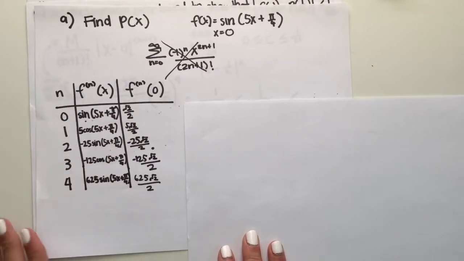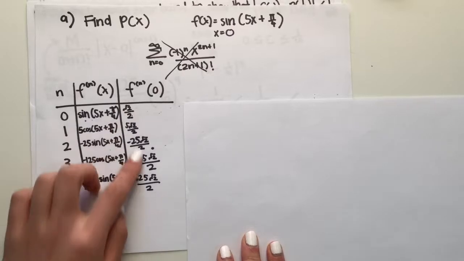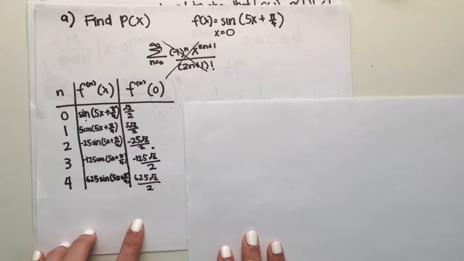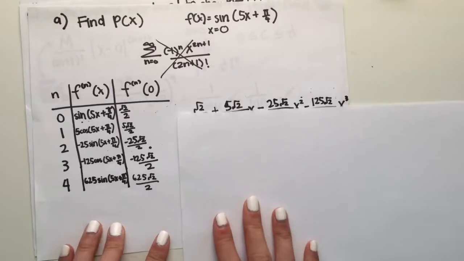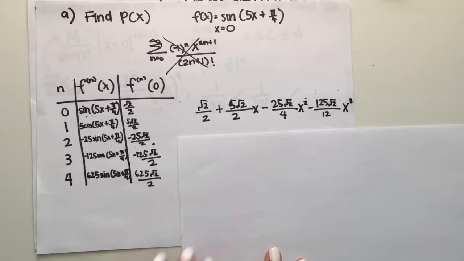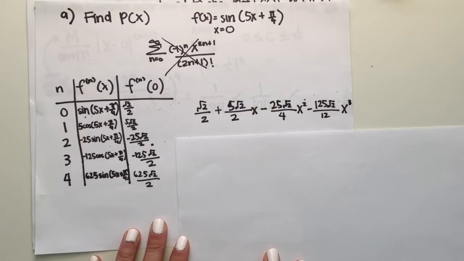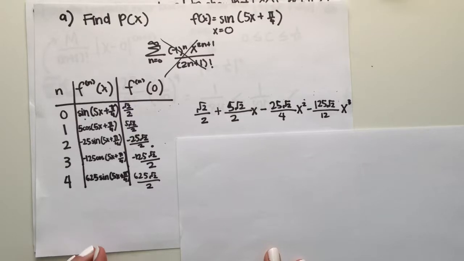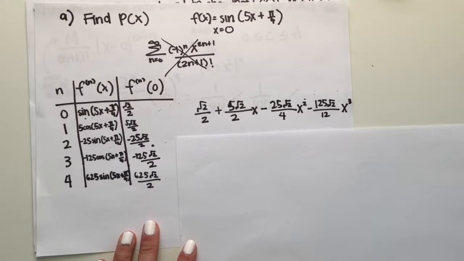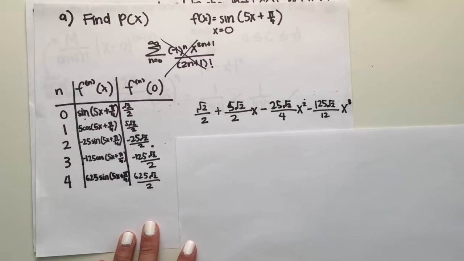And then finally, to find the third degree polynomial for f, all you have to do is multiply these values by (x minus a) to the power of n over n factorial. And a here is obviously 0 since this is the third degree polynomial for f about x equals 0. And so once we do that, we're going to get these values. The square root of 2 over 2 plus 5 times the square root of 2 over 2 times the factorial of 1 times x to the power of 1 minus 25 times the square root of 2 over 2 times the factorial of 2 times x squared minus 125 times the square root of 2 over 2 times the factorial of 3 times x cubed.